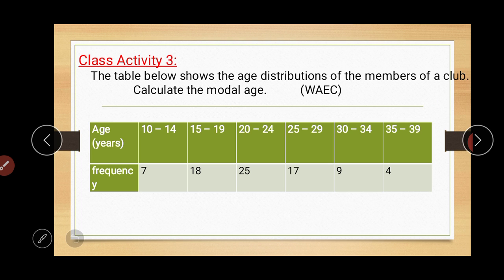I want you to also do this question as an activity. Practice this question, and whenever you have any issue, please let me know if you have any problem in solving this.